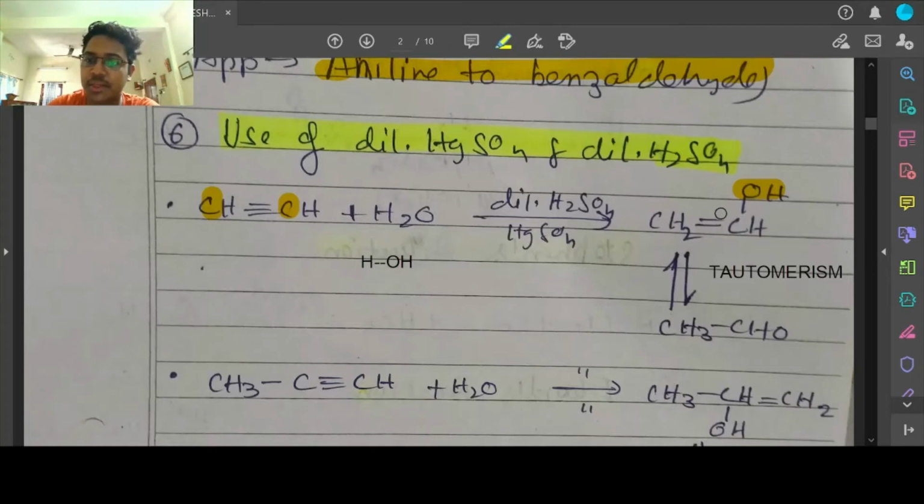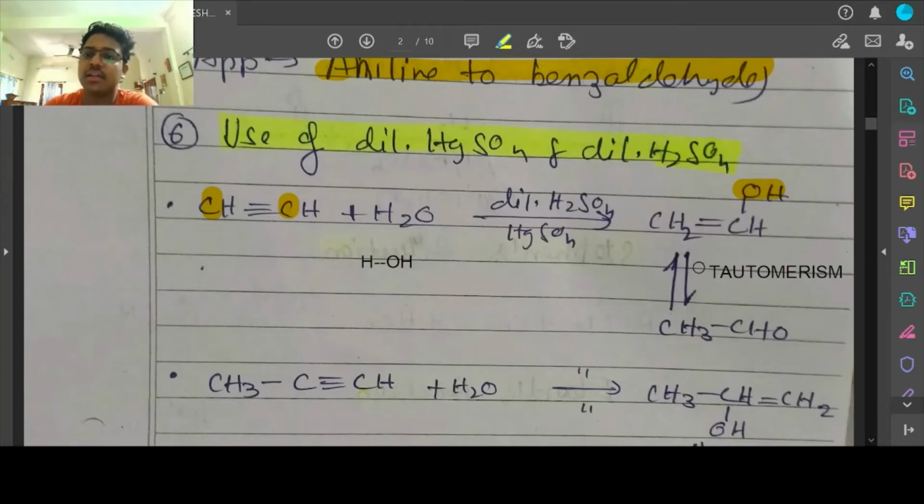This bond breaks, so there is a negative charge on this carbon, and the OH bond breaks, so this hydrogen acquires a positive charge. It joins this carbon, so it becomes CH3. Since there is a partial negative charge on the oxygen and a partial positive charge on the carbon, they also form a single bond. So earlier there was a bond, and again one bond is formed.